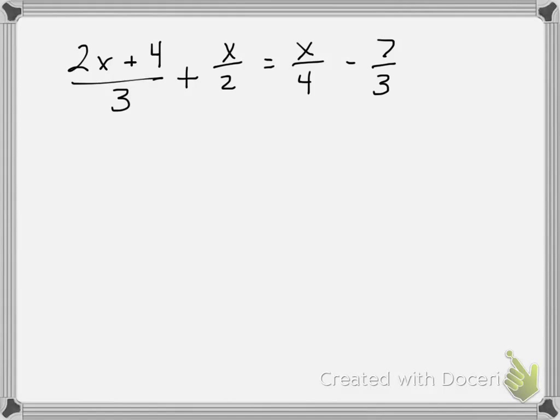Let's consider this example where we have a linear equation, but we have fractions. All right, so the first thing we want to try to do is get rid of fractions. And the way we get rid of fractions is to consider the least common denominator. So we have the denominators of 3, 2, and 4.